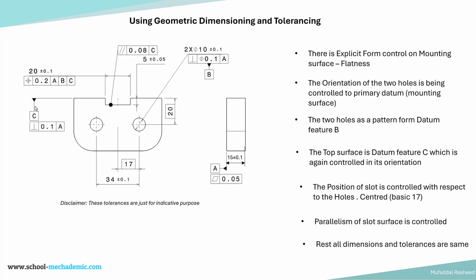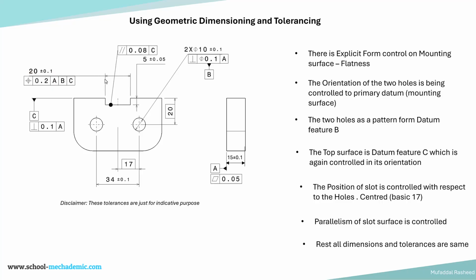This top surface is being controlled with respect to perpendicularity with respect to datum A. Again, this top surface is being controlled in orientation with respect to datum feature A, that is the mounting surface. So we have the orientation of the holes with respect to the mounting surface, and also the top surface related to the mounting surface, and that is a perpendicularity control over here. So these three are the primary, secondary and tertiary datum features.